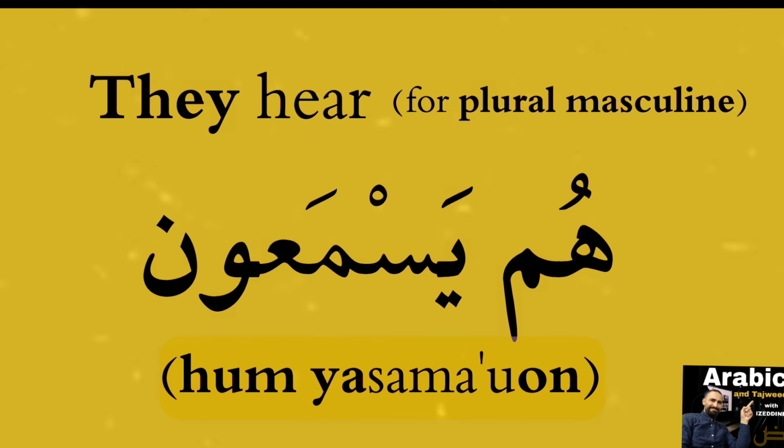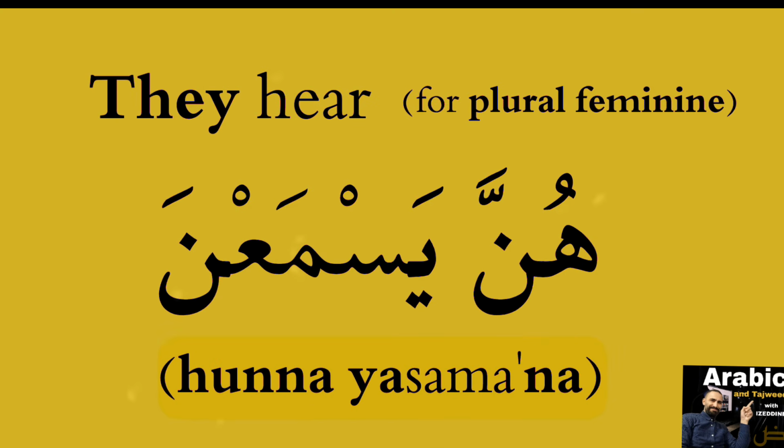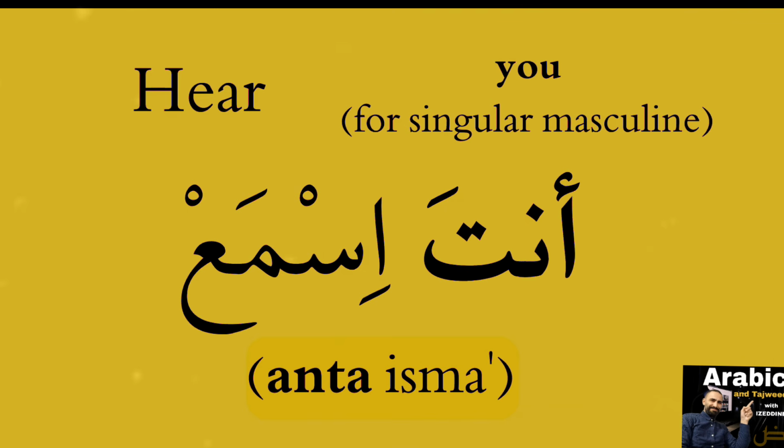They hear. هم يسمعون. For plural masculine. We have a group of males. هم يسمعون. هم يلعبون. هم يدرسون. It seems to be a little bit difficult, but if you train on this, that would be so easy. They hear, for plural feminine, هن. Okay, group of females. هن يسمعن. هن يعرفن. هن يكتبن.